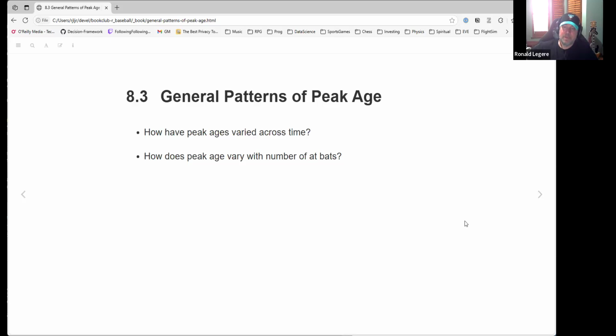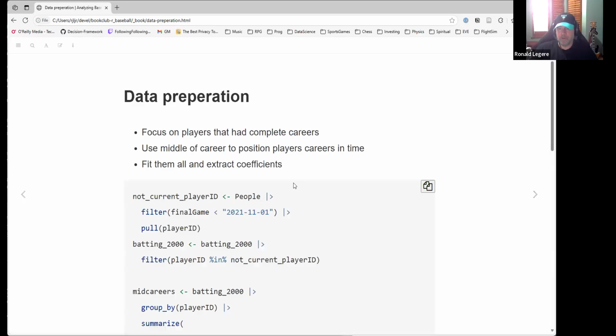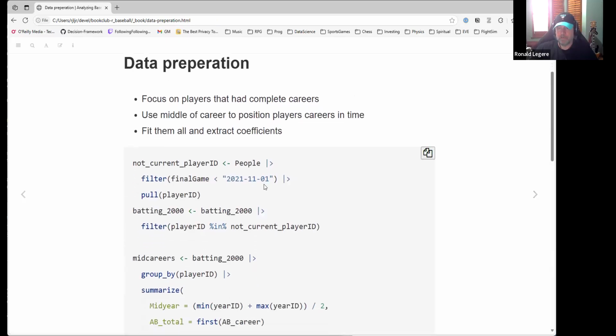So the next thing, speaking of things changing with time, the next section looks at the general patterns of this peak age. How have peak ages varied across time, and does peak age vary with the number of at bats? So the first one, we have to do some data preparation. I won't bore you with all these details. Let me see, is there anything important to pull out of here though?